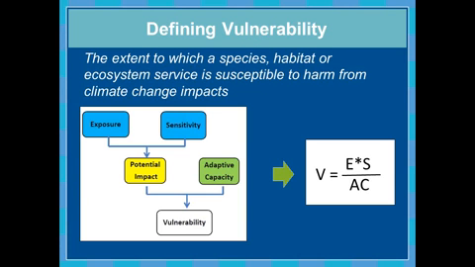And so to dive into vulnerability and what it means, basically the definition of vulnerability is the extent to which a species, habitat, or ecosystem service is susceptible to harm from climate change impacts. And so it's, in a sense, quantitative. We have this very simple equation that's taking into account those 3 components of vulnerability to produce a final relative vulnerability score.